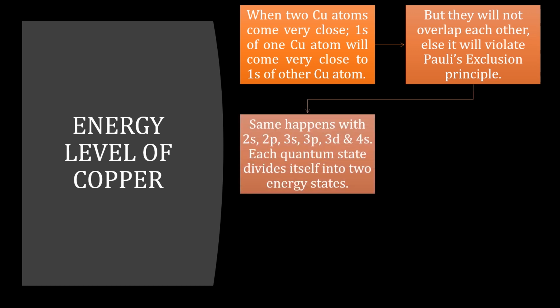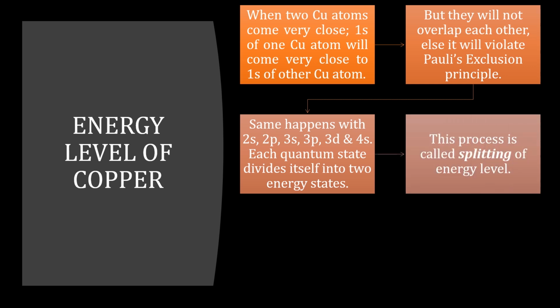And the same thing will happen with 2s, 2p, 3s, 3p, 3d and 4s. They will all split into two levels. Or I can say it is like 1s and 1s dash, 2s and 2s dash, 2p and 2p dash. And this process is called splitting. So instead of having 29 electrons, we are having 58 electrons. So we will have 58 quantum states available right now.